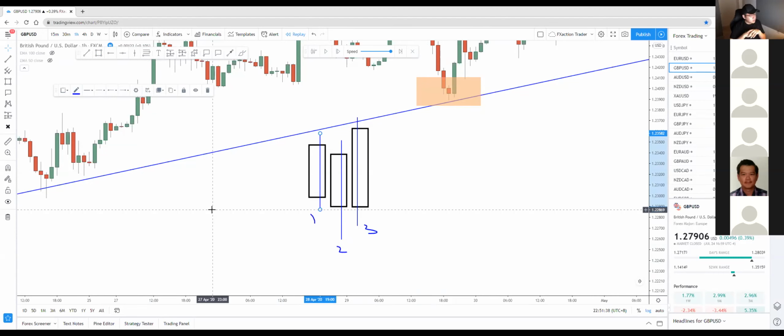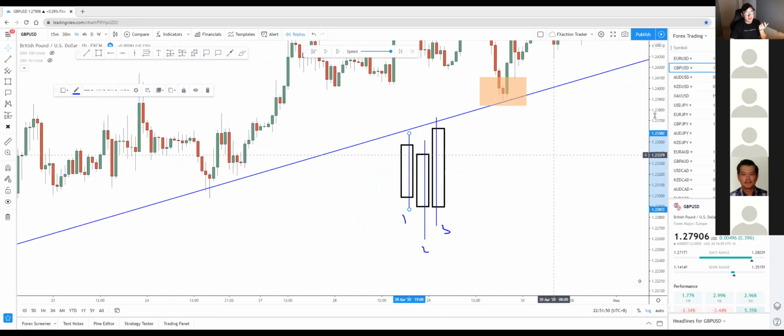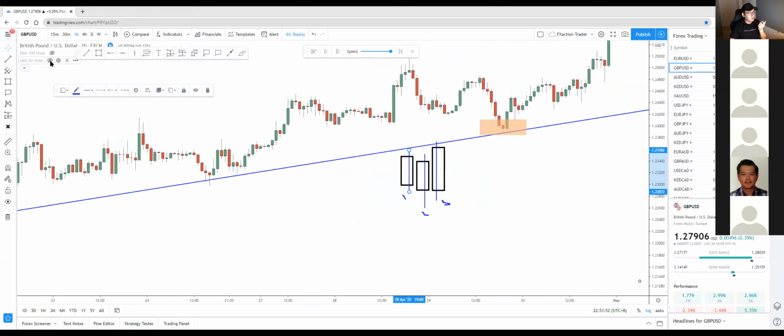Muntase has a question here: can we use EMA 50 instead of drawing a trend line? In my opinion, you can use EMA because in fact, I'm also using EMA to do some filtering. I turn on the EMA.